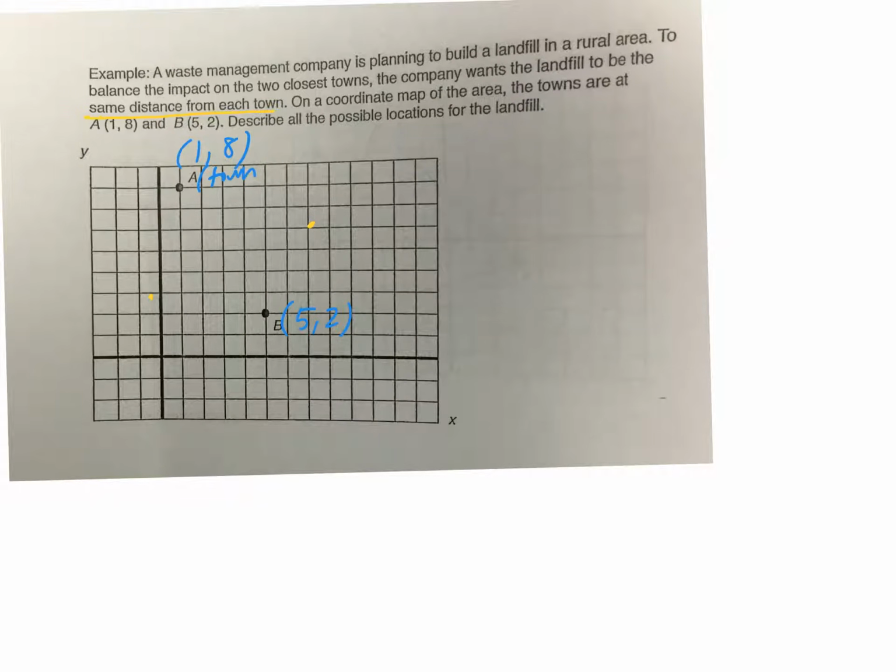And in order to figure out all the possible locations, we're trying to find something called a perpendicular bisector, or it can also be referred to as a right bisector. So you're trying to find a line that is perpendicular to AB. I'm going to draw a line from AB. We're trying to figure out a line that's perpendicular to that, which means that it passes through it at a 90-degree angle, but it's not going to be over here, because if you think about it, look at this. If the landfill was here, is that the same distance from B as it is from A? No, that doesn't make sense, right?